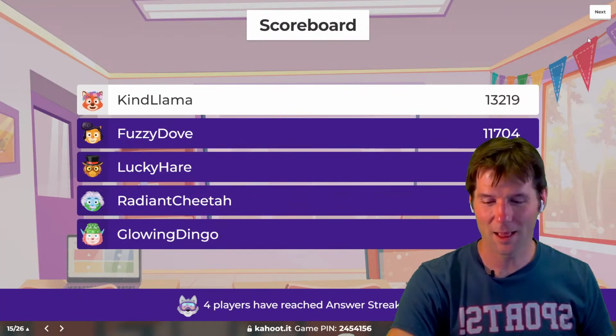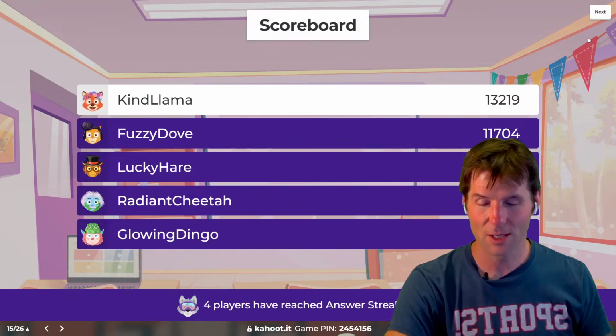Leaderboard time. Kind llama, fuzzy dove, lucky hare, radiant cheetah, glowing dingo.